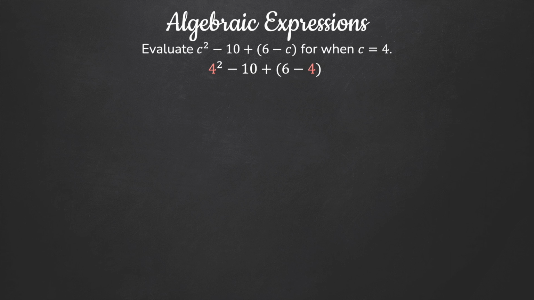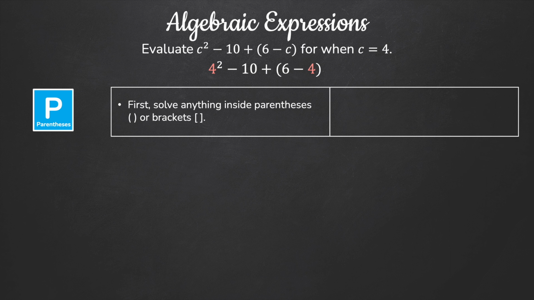So, in order to evaluate this expression, we're going to use order of operations and the acronym PEMDAS to help us. Starting off with P for parentheses. Here in blue, you'll see that I've identified what we have inside parentheses. So we're going to first evaluate 6 minus 4. And 6 minus 4 is equal to 2. So we're going to bring down everything else and then substitute 6 minus 4 for 2.